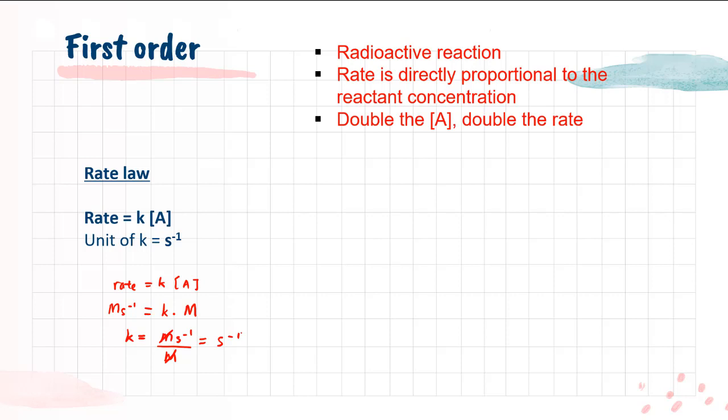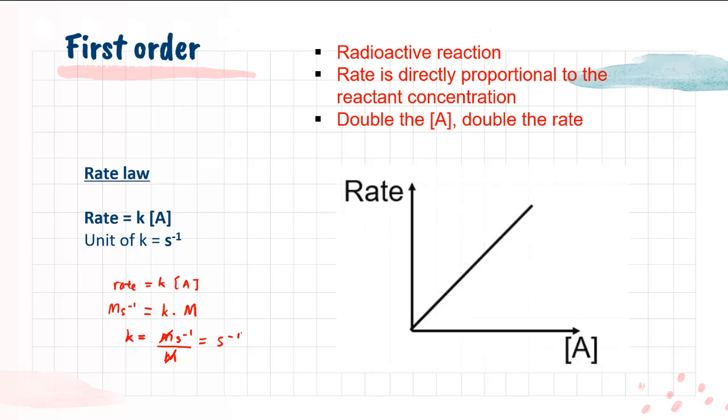So using this rate law, the graph looks this way: rate against concentration. This one will be your y-axis, this one will be your gradient, and this one will be your x-axis. So the y-axis is rate against concentration, and the gradient equals your rate constant. According to this graph, we see that the rate is directly proportional to the concentration.